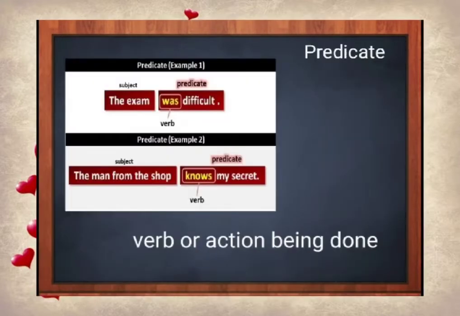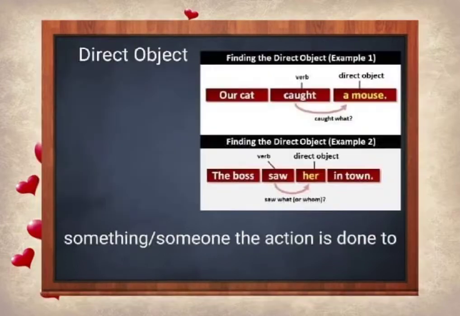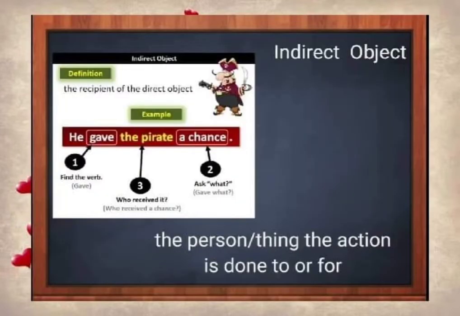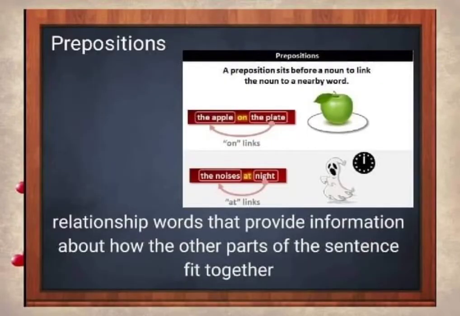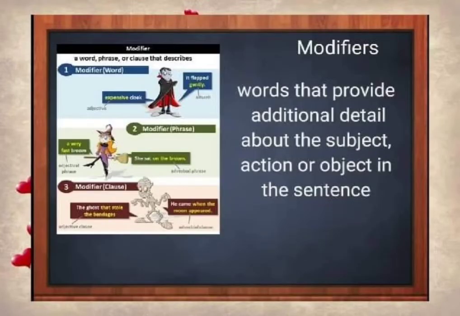Predicate, verb or action being done. Direct object, something or someone the action is done to. Indirect object, the person or thing the action is done to or for. Prepositions, relationship words that provide information about how the other parts of the sentence fit together. Modifiers, words that provide additional detail about the subject, action, or object in the sentence.